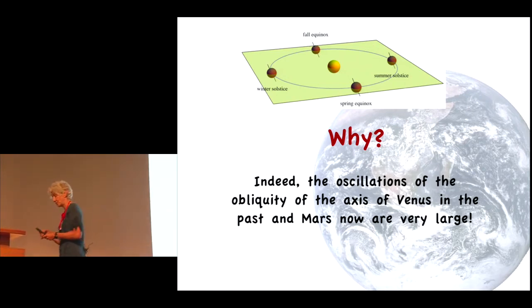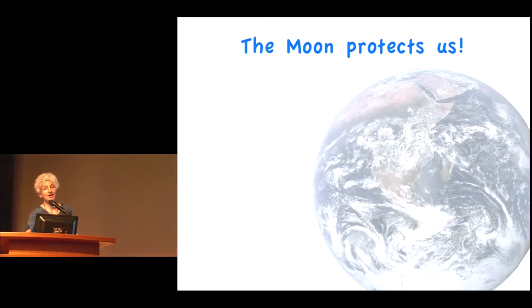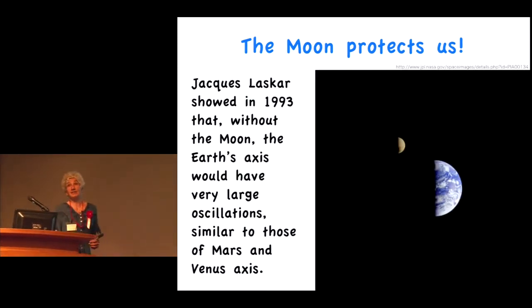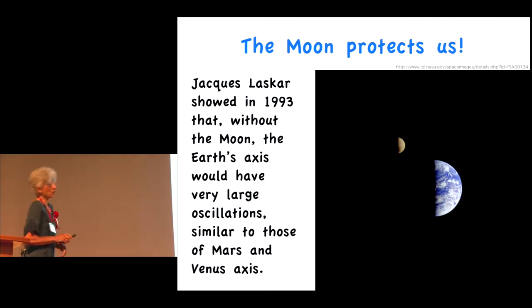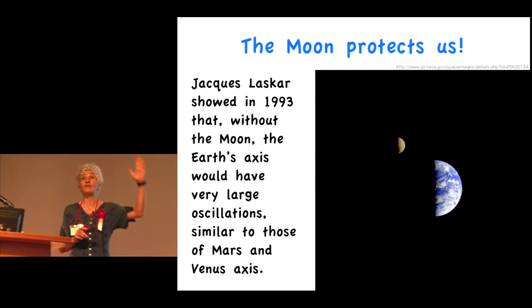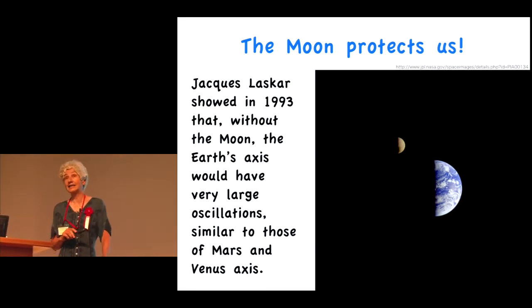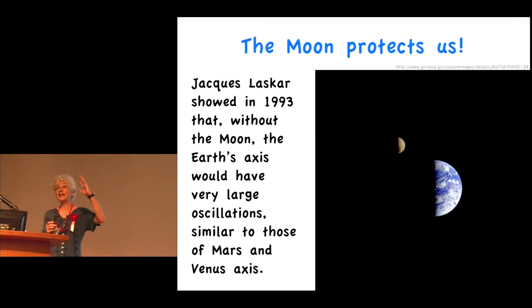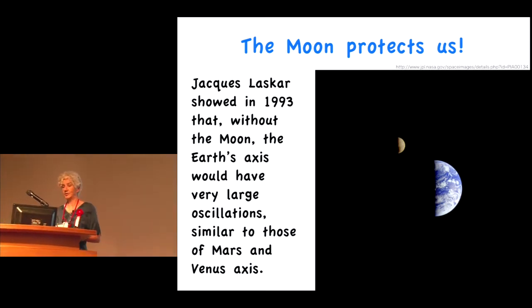So what's the difference? Again, it's Jacques Laskar who gave an explanation. The moon protects us. He showed in 1993 that without the moon, the Earth's axis would have very large oscillations like the axis of Venus and Mars. But because of the moon, this stabilizes the axis of the Earth.